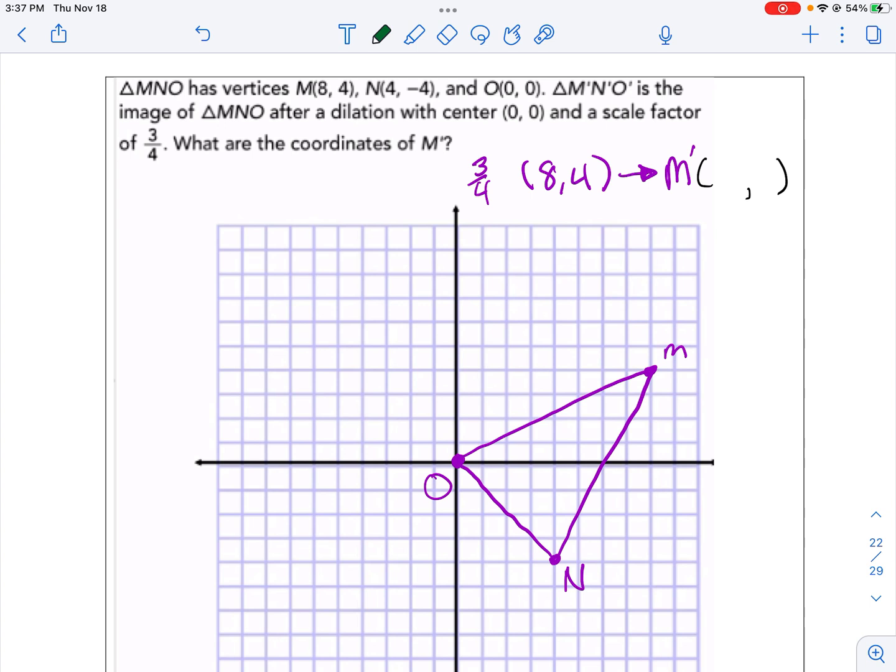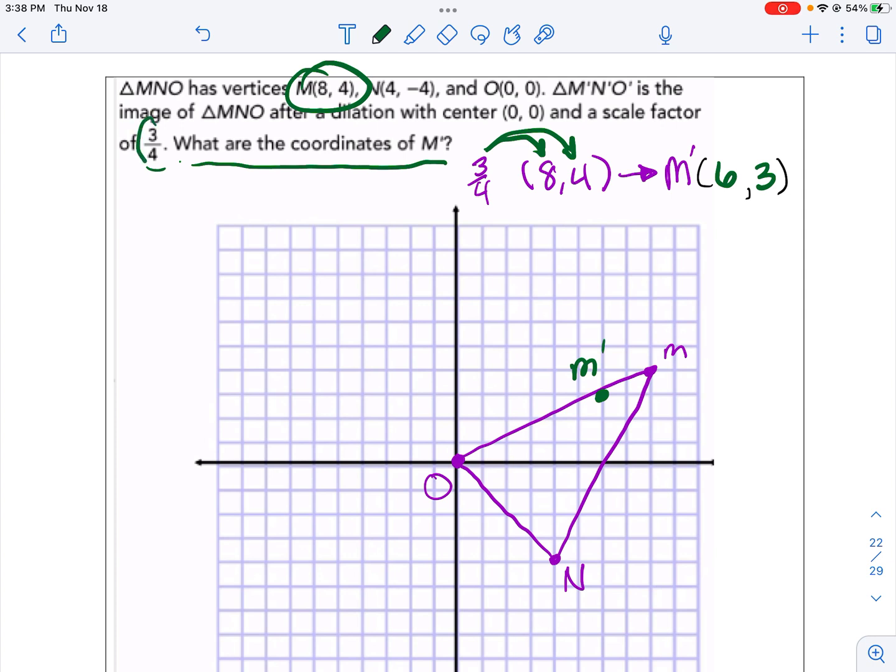Here, if we read the directions, we just want the coordinates of M. That is it, or of M prime, sorry. So we only need to take the coordinates of M, 8, 4, and multiply it by the scale factor of 3/4. So if I distribute this to my point, 8 times 3/4 gives me 6. 4 times 3/4 gives me 3. So now my coordinates for M prime is 6, 3, and I can graph it. So there is M prime.